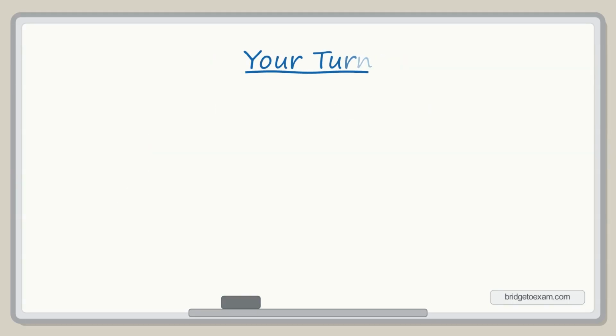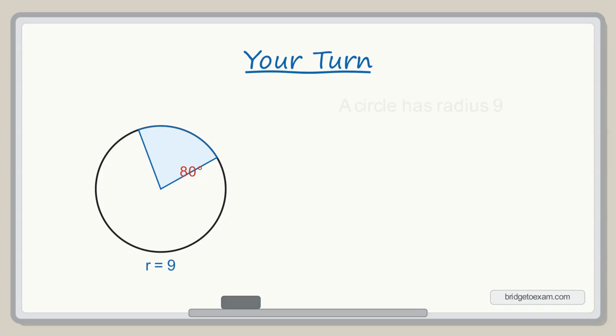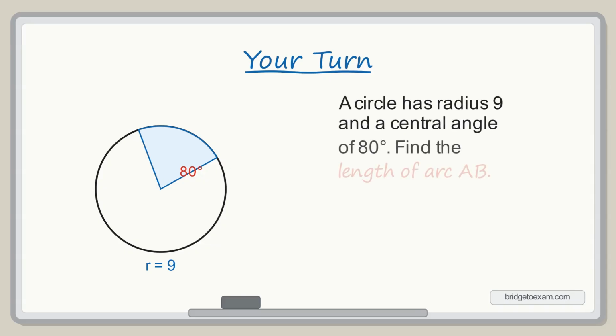Your turn. A circle has a radius of 9 and a central angle of 80 degrees. Find the length of the arc it cuts off. Pause the video and work it out.